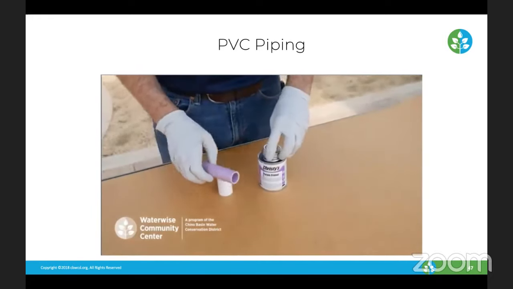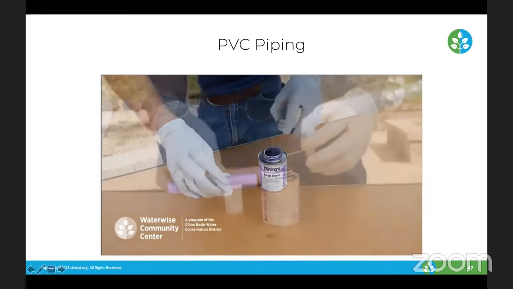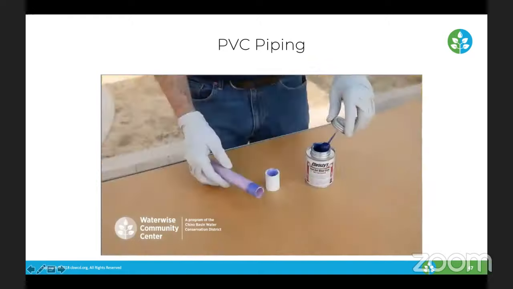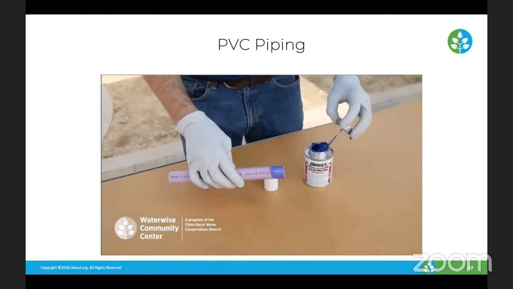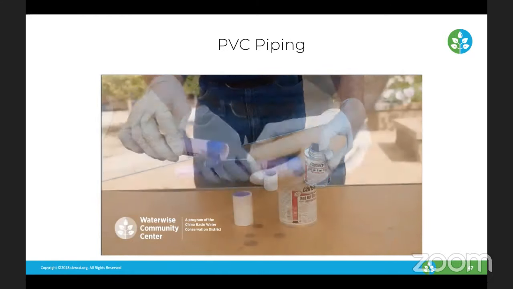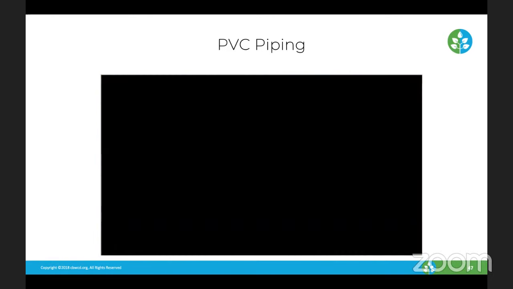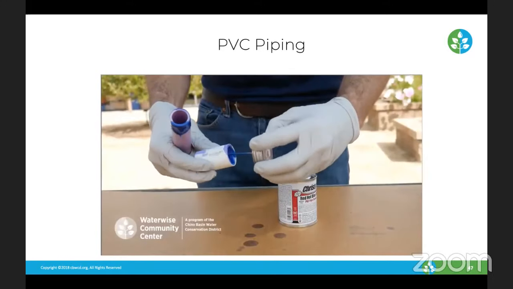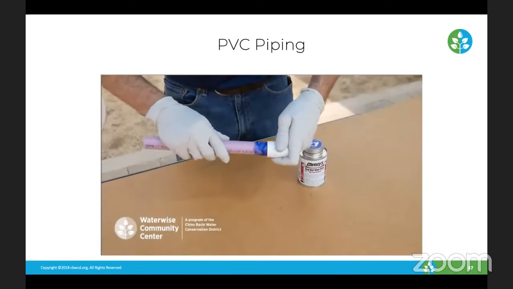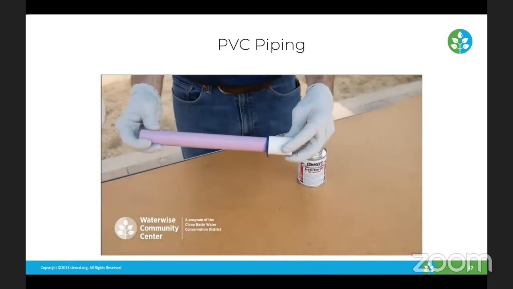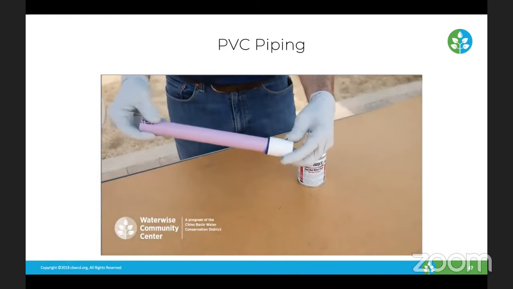So the first step in repairing PVC pipe is you need to apply primer to both the pipe and the fitting. So when applying the glue, you want to apply glue to the pipe, to the fitting, and again to the pipe. And then you want to put the fitting and the pipe together, doing a quarter turn, holding it for about 10 seconds.